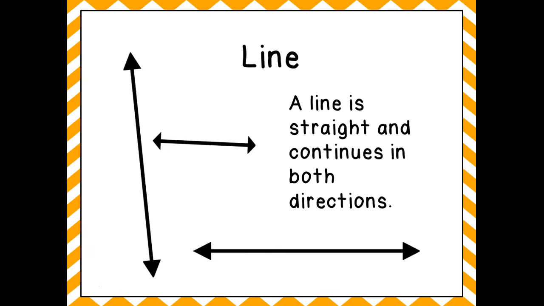All right, the next one we have is a line. And a line is straight and it continues in both directions. Take a look at this one right here. You see the arrow, it's pointing this way. It's telling me that that line is going to go on forever in that direction. And down here we have this arrow pointing downward, meaning the line continues moving in that direction as well. The way we can tell it's a line is because it has two arrows on either end and it's straight.